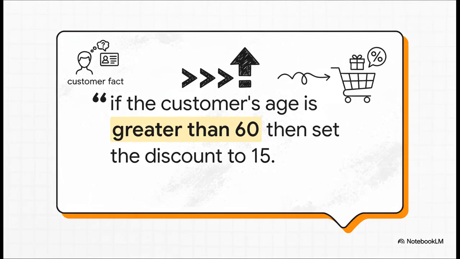And this example shows it perfectly. It's a simple, crystal clear statement. The operator here is greater than. It just checks a fact about the customer. And if that condition turns out to be true, it triggers an action. It's that direct. If this, then that.